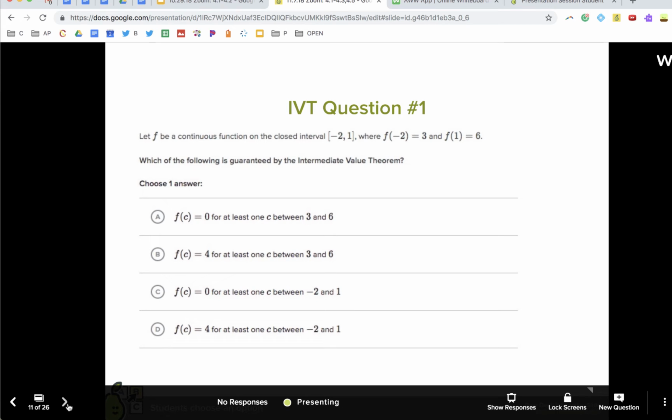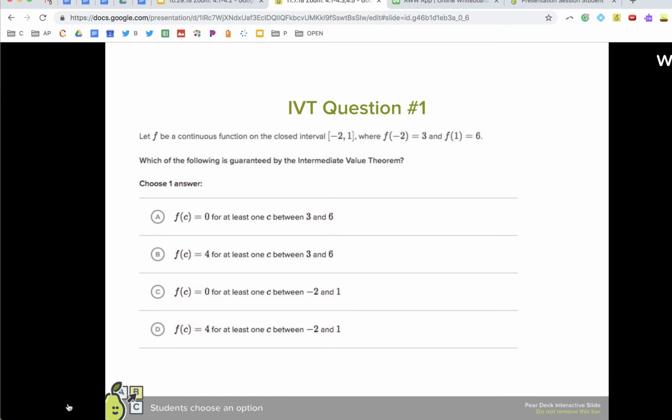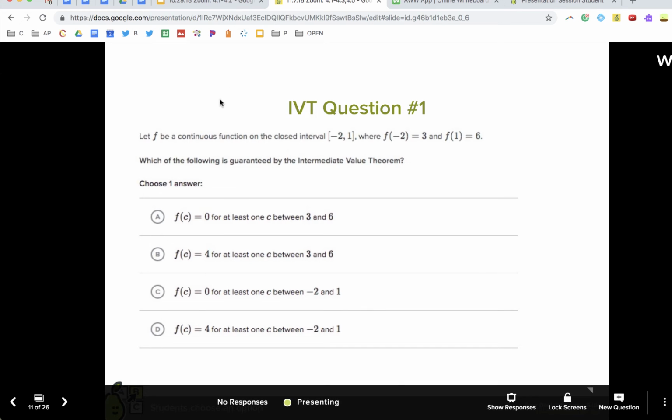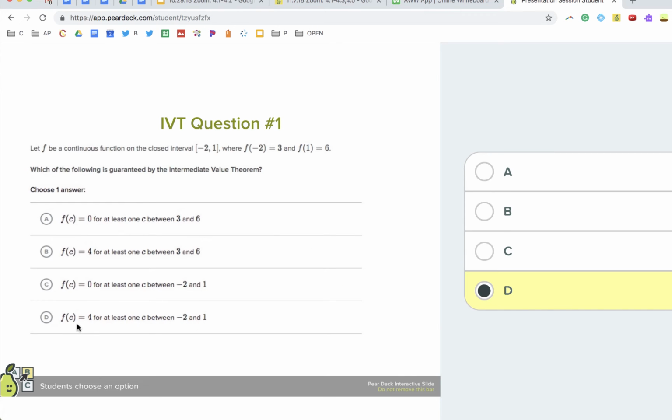Let's do an intermediate value theorem question since we haven't done one in a while. So let f be a continuous function, so we can use the intermediate value theorem. And we know f of negative 2 is 3, so that's above 0, and f of 1 is 6, so that's also above 0. So this is not finding a 0. But we do know that between negative 2 and 1, between those x values, we must go through some number between 3 and 6. 4 is between 3 and 6. So it looks like the answer is D here.